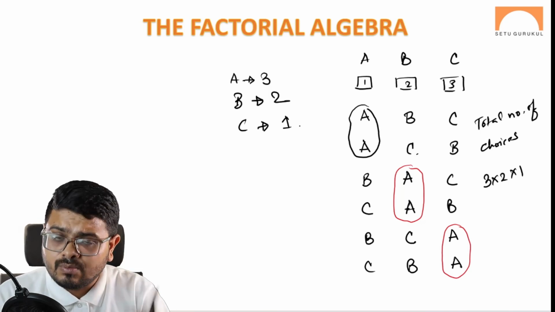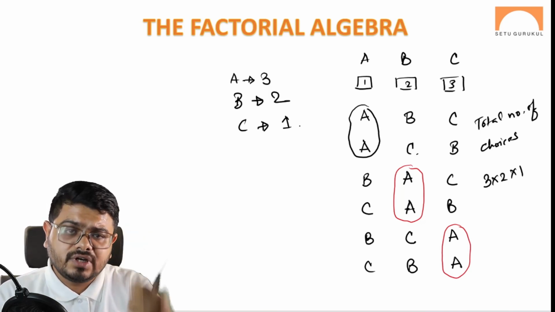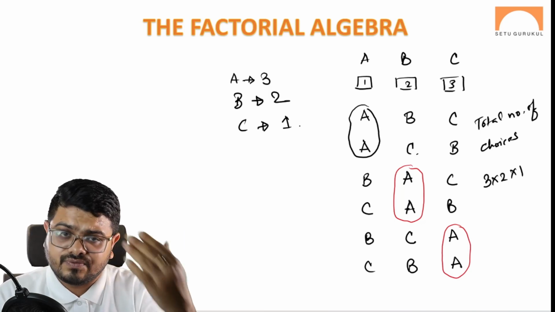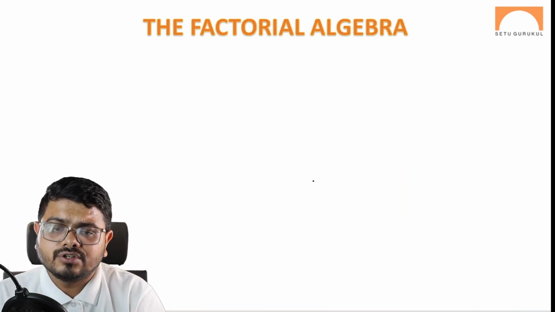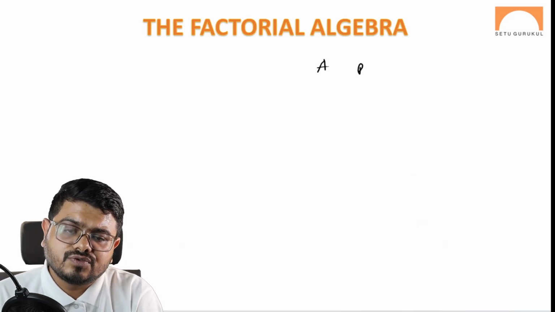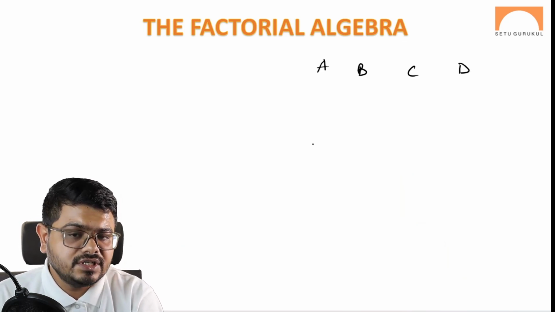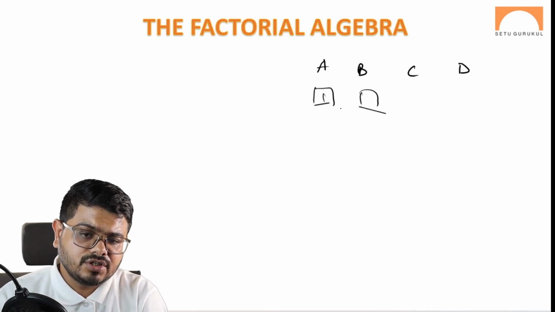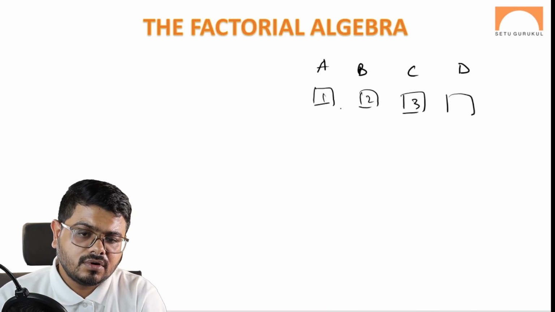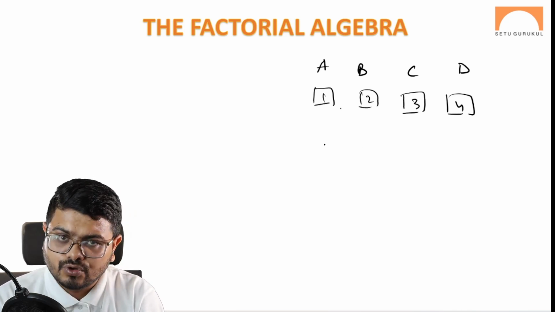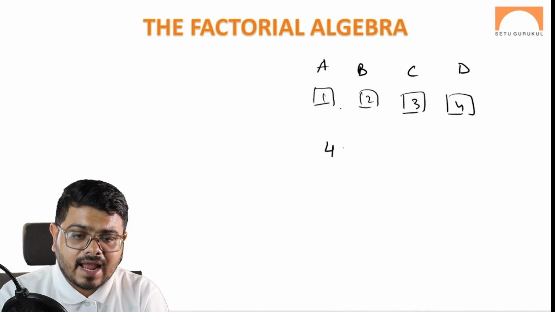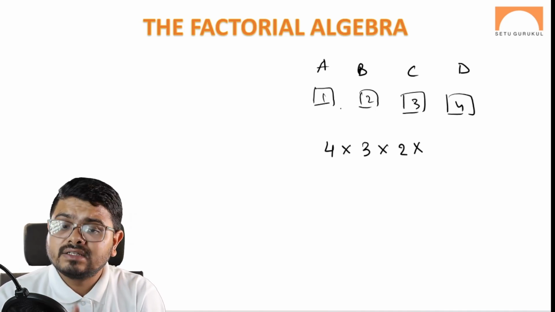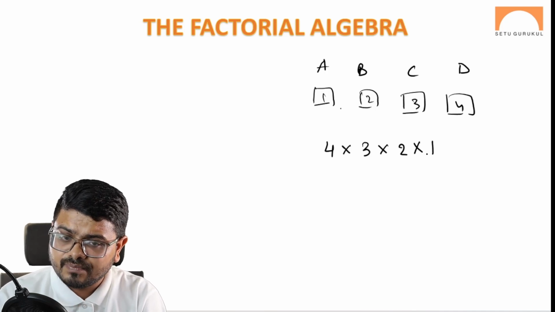I'm going to take some more time to further elaborate this on four elements and five elements. You need to look into this. Look here. If this was four elements, A, B, C, D, with four chairs out there, one, two, three, four, A would have how many choices? Four choices to themselves. And B would have three, and C would have two, and D would have one, right?